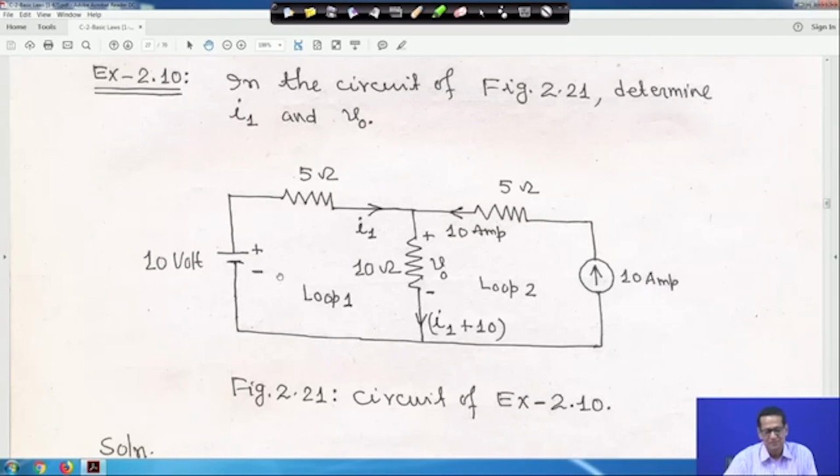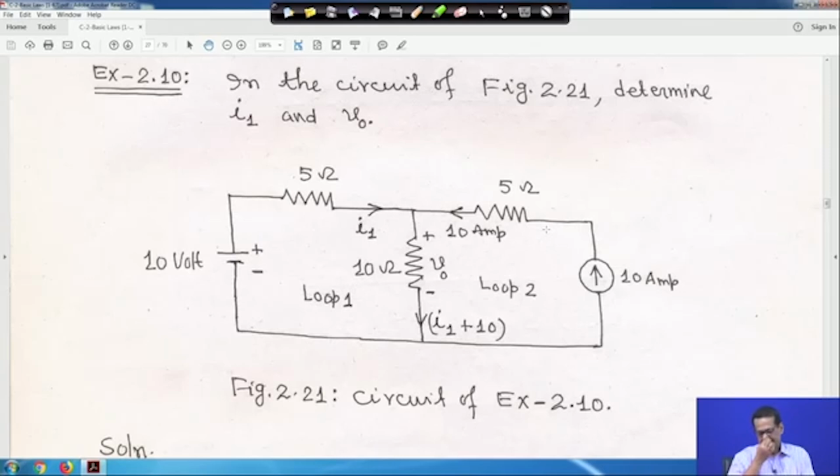This is a 10 ampere current source. Here you have a 10 volt voltage source. Here you have a 10 ampere current source. You have a 5 ohm resistor here, 5 ohm resistor here, and this is a 10 ohm resistor across which voltage V 0 appears. This is loop 1, right.